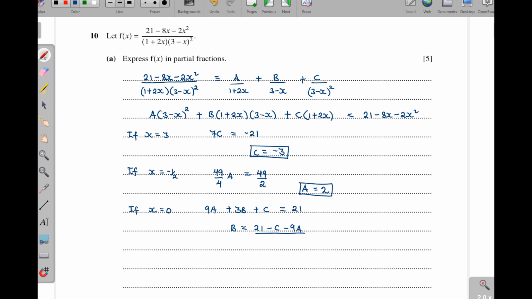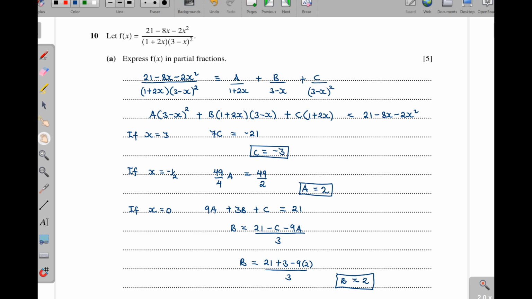Then we shall divide by 3 because it is the coefficient of B. Now, B is going to be 21. The negative of the C will be positive 3. So plus the 3. Then minus 9 times 2, that is 18, and divide by 3. So what will be the value of B here? This is 24 minus 18, that will be 6, then divide by 3, you get a 2.